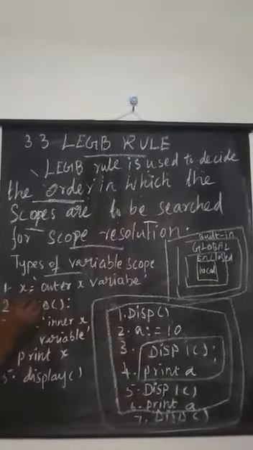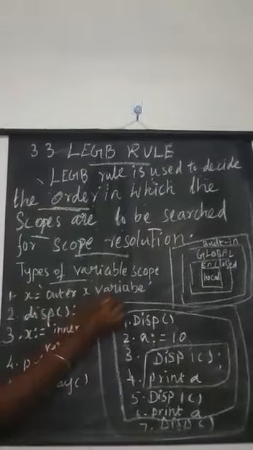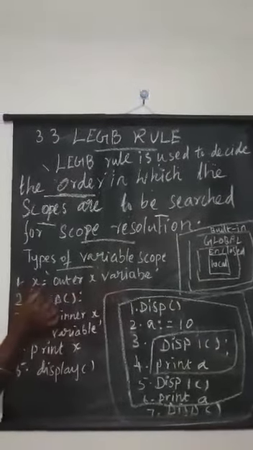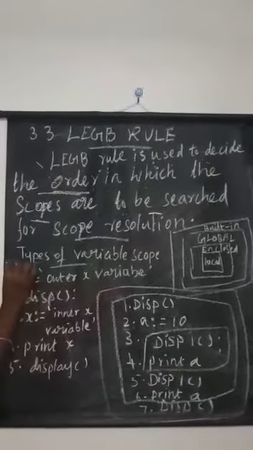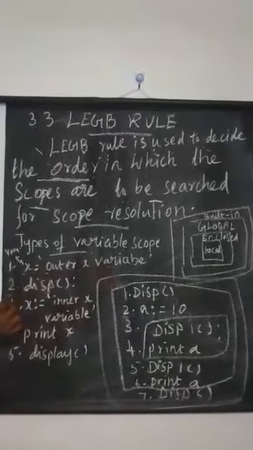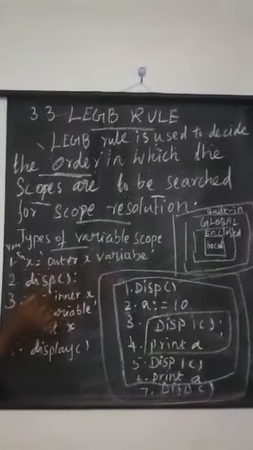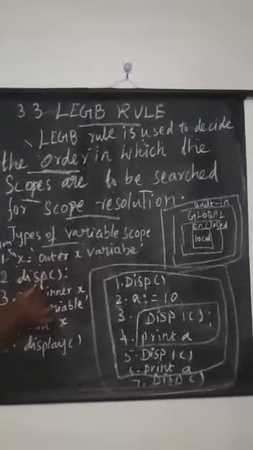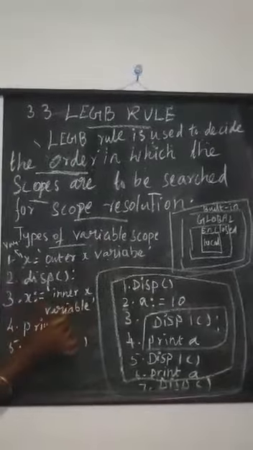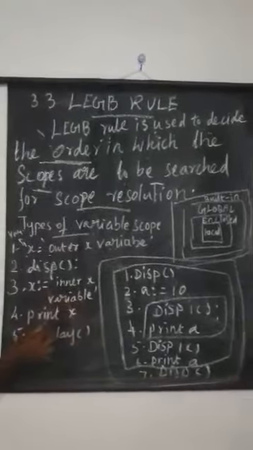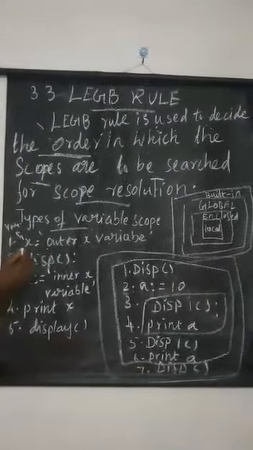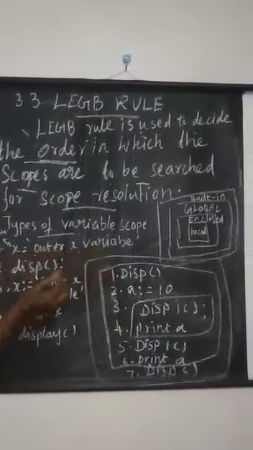First step, x is equal to outer x variable. Here x is a variable equal to outer x variable. Second step, disp of, which means display function. Third step, x equal to inner x variable. Fourth step, print x. Fifth step, display of. Here, x equal to outer x variable.